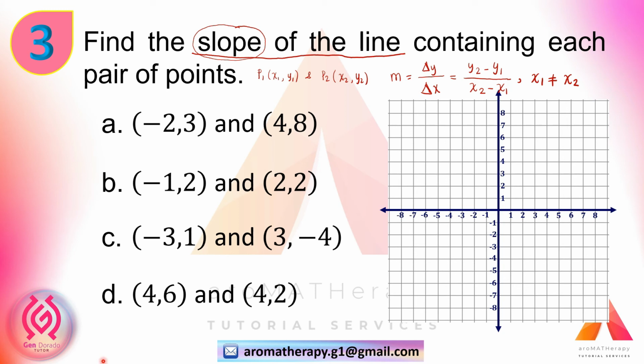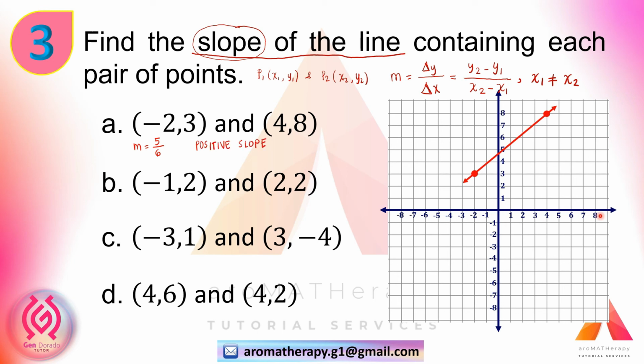Let's review our answers. Okay, for letter A, let's graph (-2, 3) and (4, 8). Ayan. So what is the slope? M is equal to 5 over 6. This is a positive slope since the graph rises from left to right. So you write positive slope.